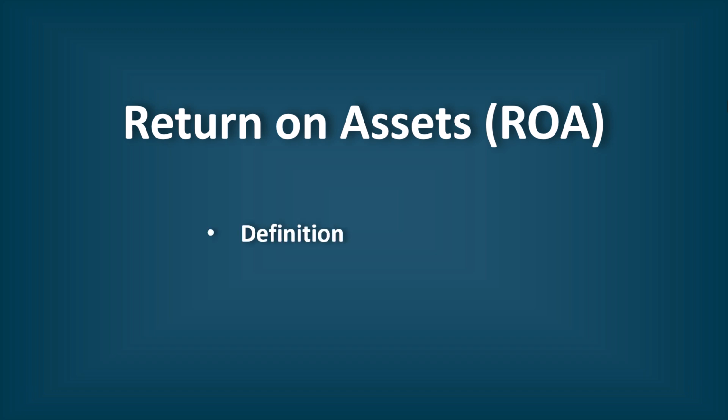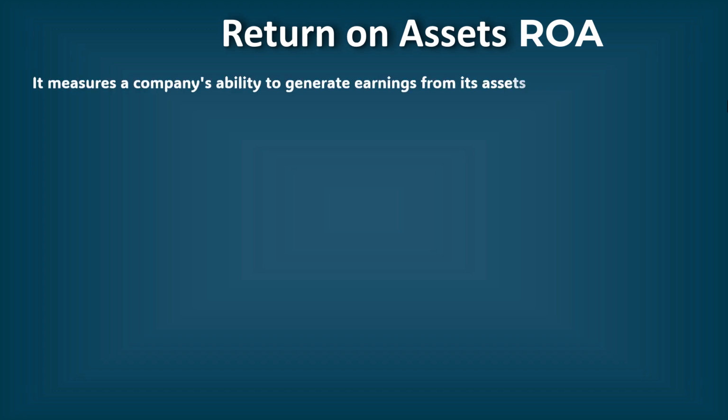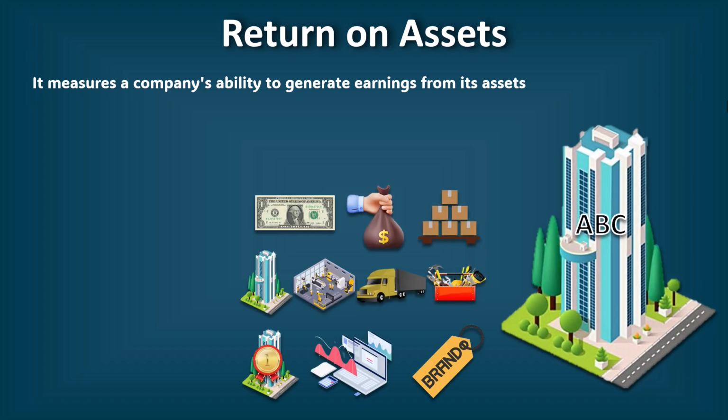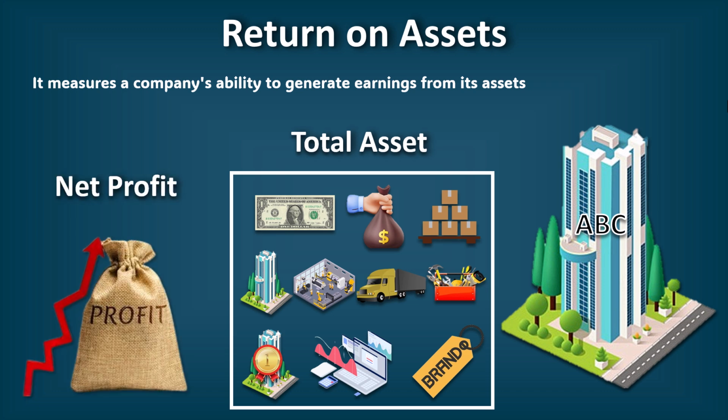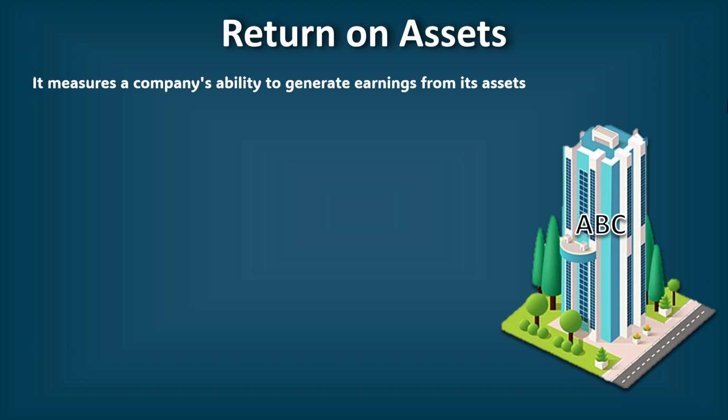I will define the ratio, explain its formula, give an example, and clear your concept about what the value of the return on assets ratio means. So, let's get started. Return on assets, or ROA, measures how efficiently a company uses its total assets to generate profit. In simple terms, we compare a company's total assets with its net profit to see whether the company has used its assets efficiently or not.